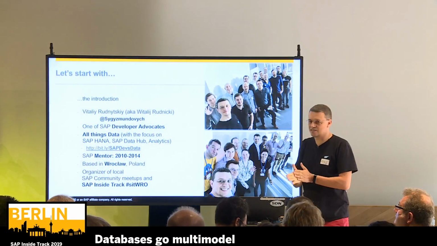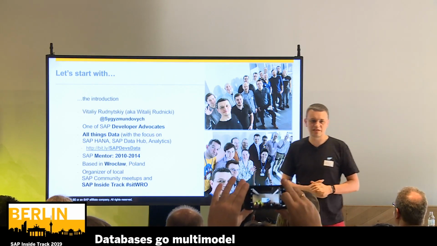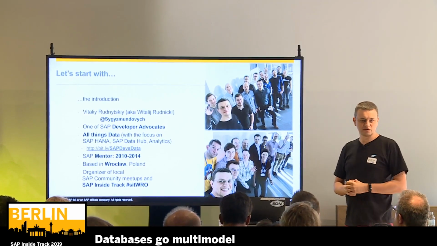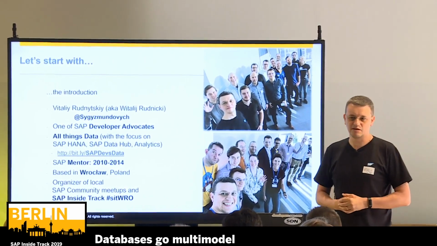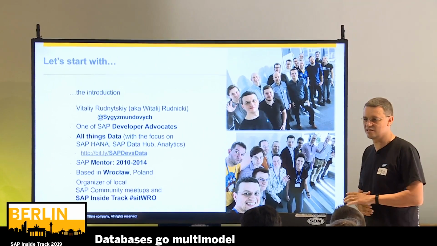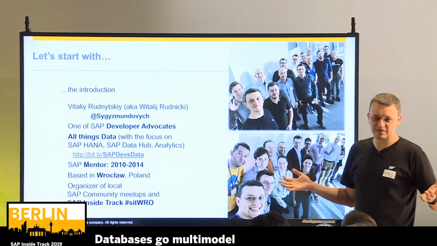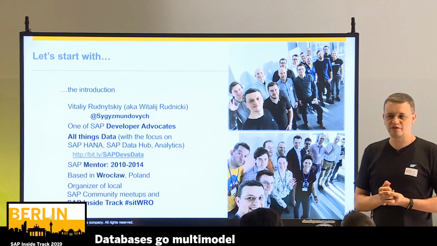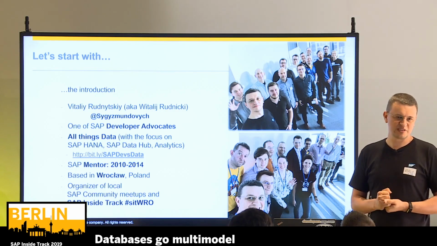OK, so let me start with a quick introduction. Actually, Oliver did part of that for me already. My name is Vitaliy Rudnytskiy, whatever way you want to pronounce it. But usually I go by my Twitter handle, which is a GitHub repo name as well, Sigismundovich. So if you have no idea what to talk about, just discuss why Sigismundovich, and this is a good icebreaker for us to start talking. I am an SAP employee, as you can guess, and I'm one of the SAP developer advocates. If you never heard about developer advocates at SAP before, no surprise, this is our official name since last week.